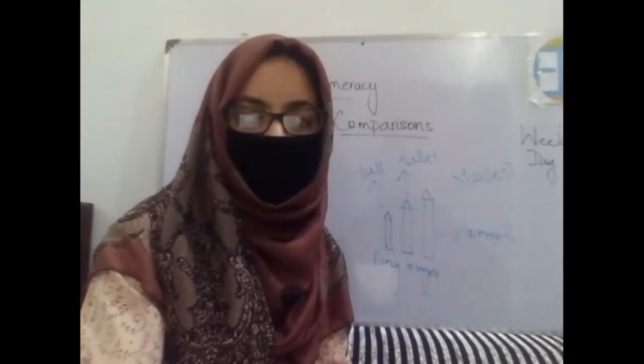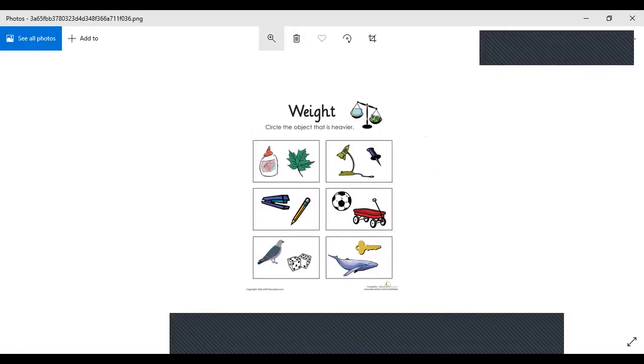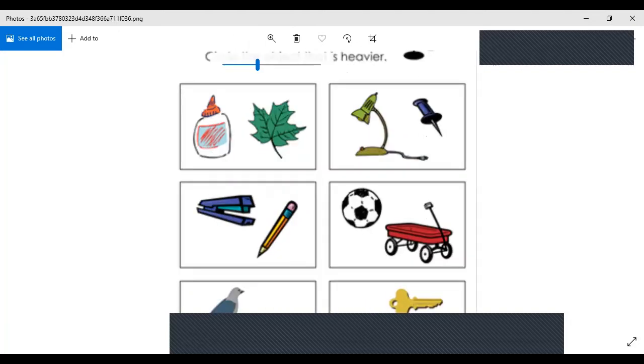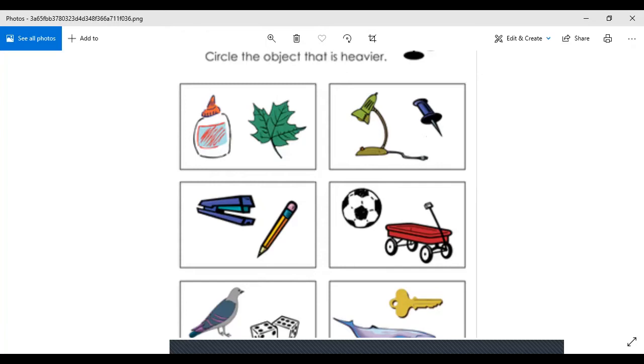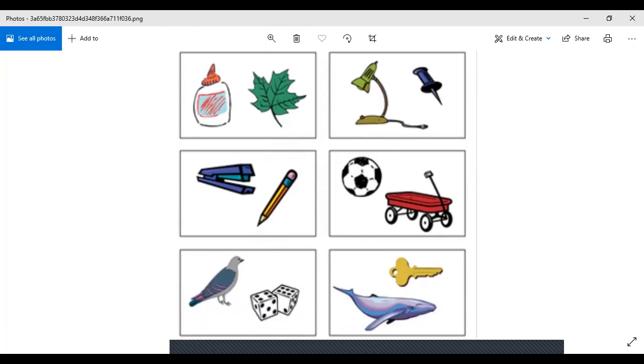Now we will be discussing another comparison. Now see, here we have objects, right? And you are supposed to tell me which one is heavier basically, right? Look at these objects. You are supposed to tell me which one is heavier. Okay, who is going to tell me the first one? Okay, let's start with Elisa. Elisa, you tell me which one is heavier, the key or the dolphin? Dolphin, definitely. Very well done.